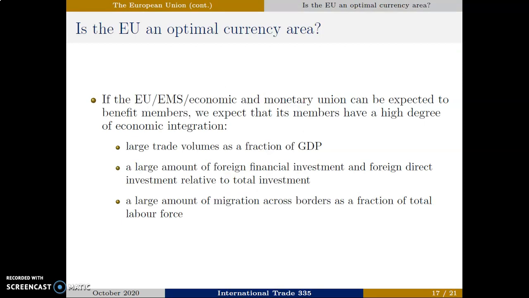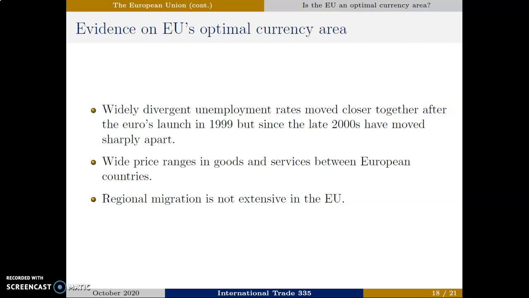We now turn to the question of whether the European Union is an optimal currency union. If the EU or EMU, Economic and Monetary Union, can be expected to benefit members, then we expect that its members would have a higher degree of economic integration. This would include large trade volumes as a fraction of GDP between members, a large amount of foreign financial investment and foreign direct investment relative to total investment, and a large amount of migration across borders as a fraction of the total labor force. The evidence on these points is to the contrary.